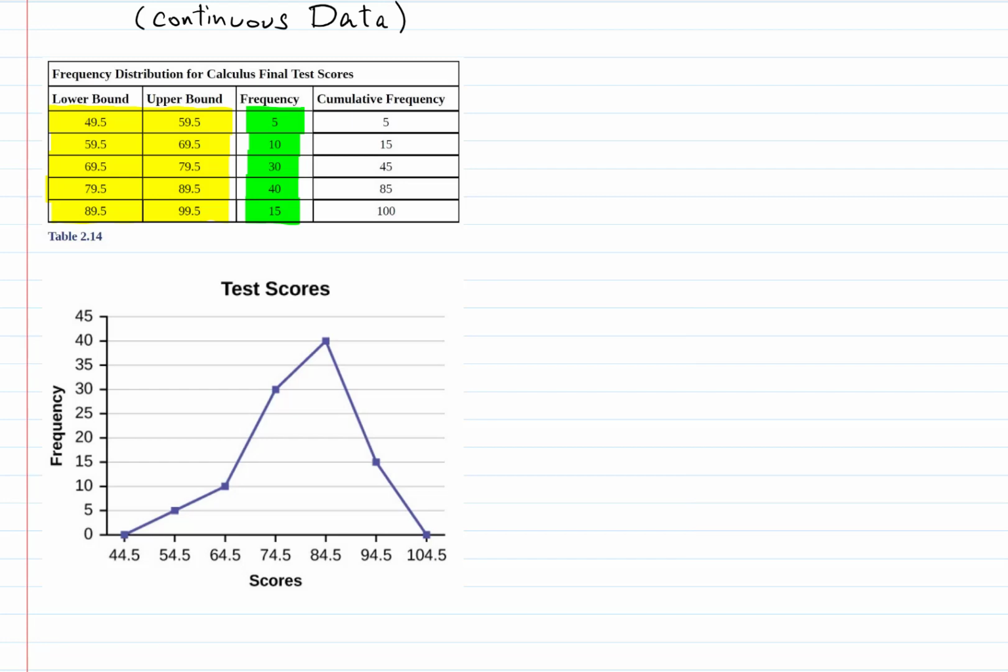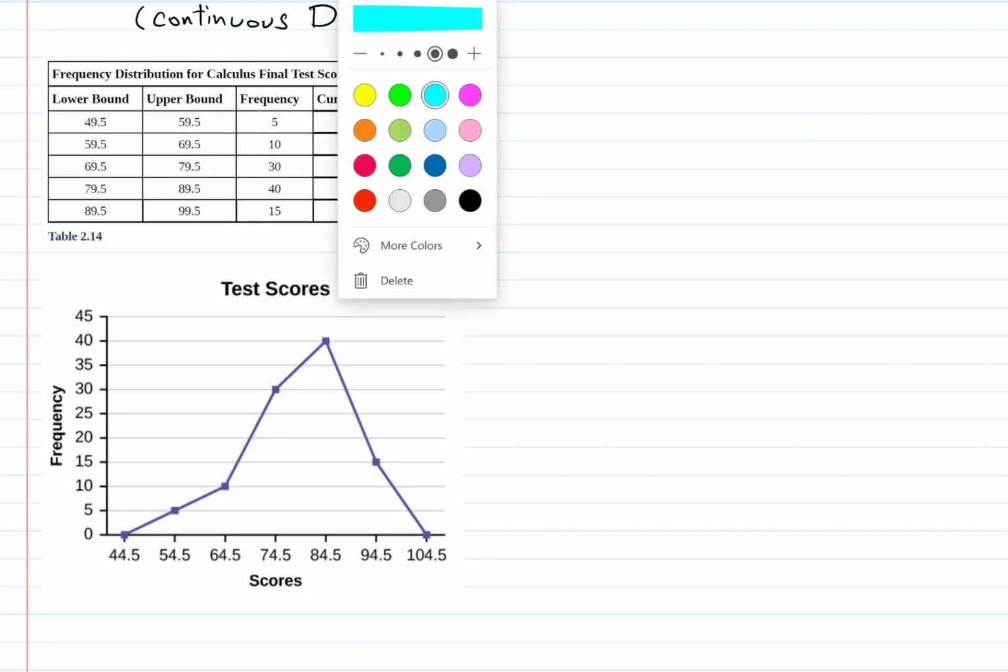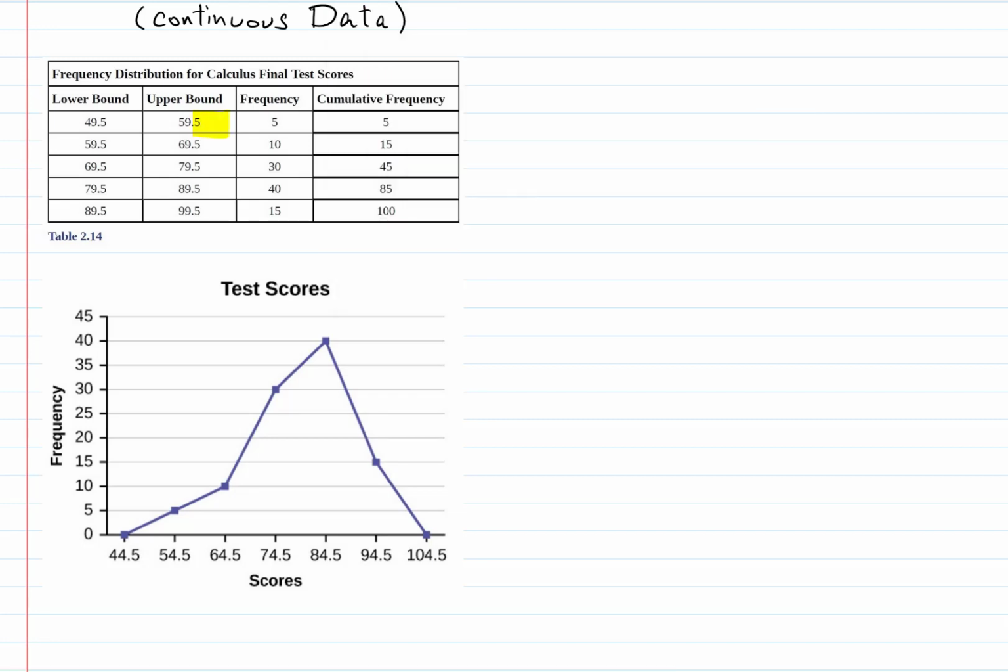Okay. So let's kind of start over again. Okay. So the first interval, 49.5 to 59.5. The middle of that is 54.5. Don't worry about this over here yet. I'll do that at the end. Okay, 54.5, that's the middle of the first interval, and the frequency is 5. And so you get this point right there.